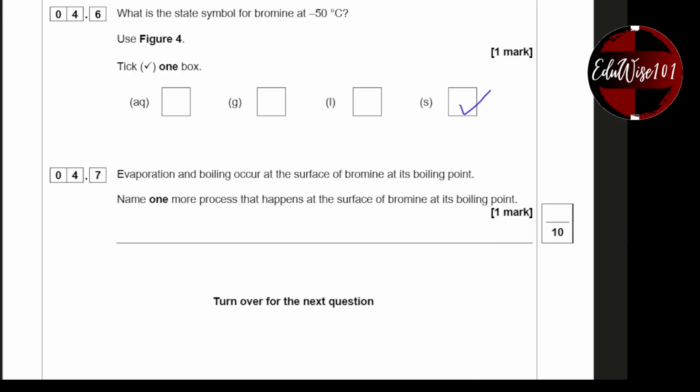Evaporation and boiling occur at the surface of bromine at its boiling point. Name one more process that happens at the surface of bromine at its boiling point. Now, at its boiling point, above it the molecules might evaporate. Below it, it's going to condense. So when it's at the boiling point, you could assume that both of these processes are happening. So condensation. There you go. Condensation also happens at its boiling point.